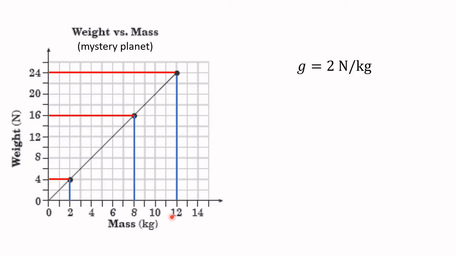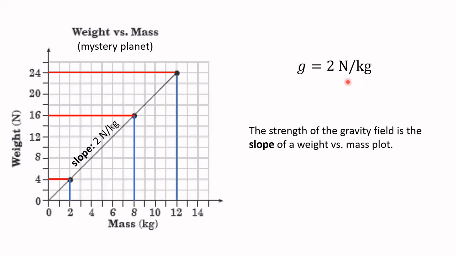So I would like to emphasize that what we're really talking about here is G. It's the strength of the gravitational field. On this mystery planet, every kilogram weighs 2 newtons. And you can see that directly from the graph just by looking at the slope.